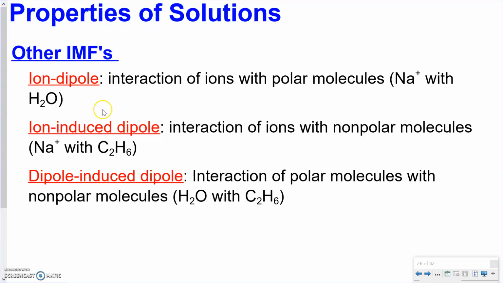A London dispersion force could be two nonpolar things interacting with each other. So let's say we mix chlorine and bromine together. Those interacting with each other would still be London dispersion forces, or just pure bromine interacting with bromine.